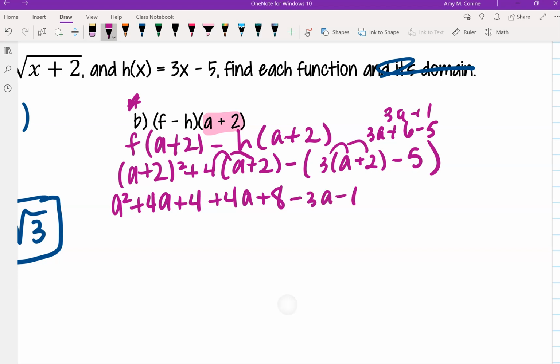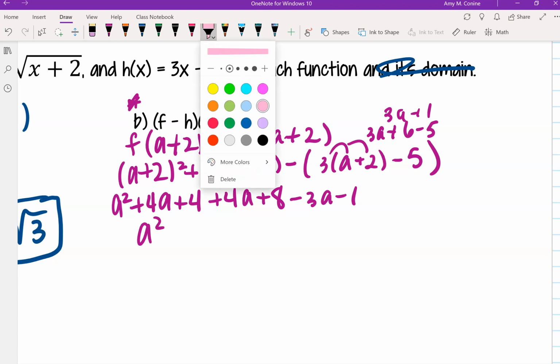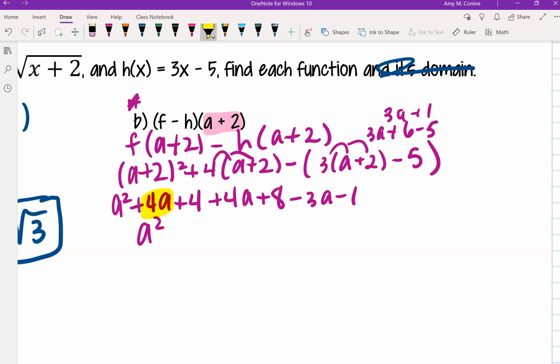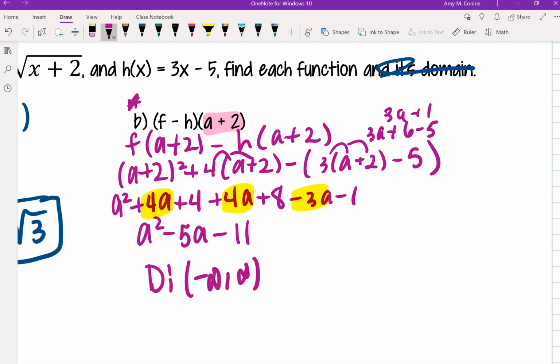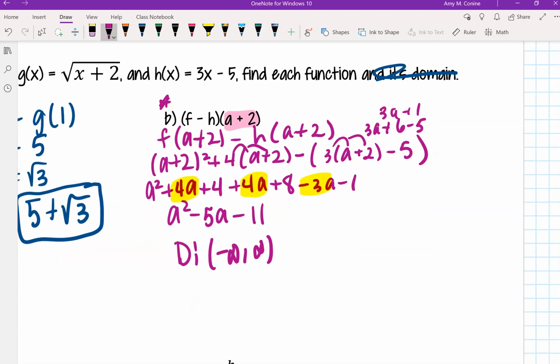And then we can simplify. So a squared, we have a 4a and another 4a, and a negative 3a. So 8a minus 3a is 5a. And then we have 4 plus 8, which is 12, minus 1, which is 11. So this is our simplified answer. If we were to find the domain for this, this would just be all real numbers. And we're going to talk about that in one of our next note sections, okay?